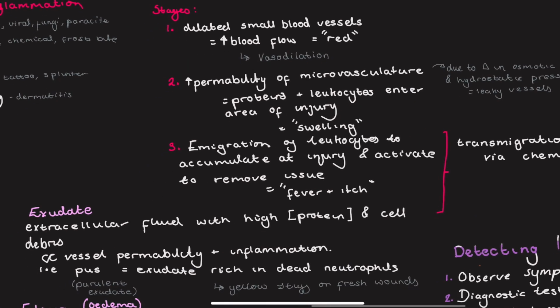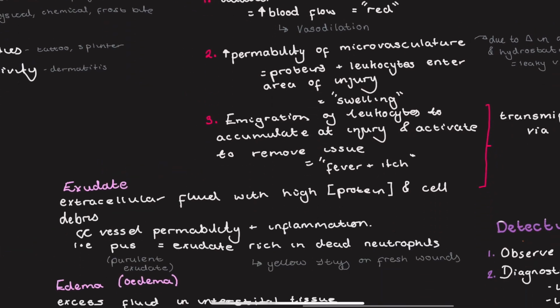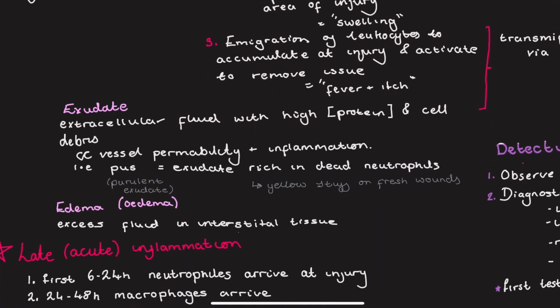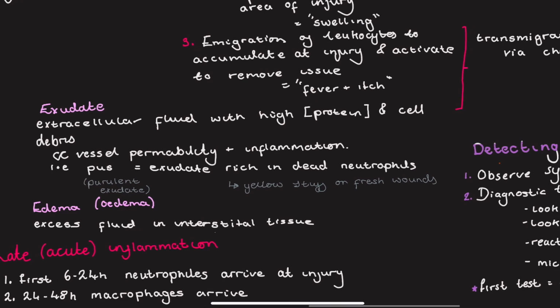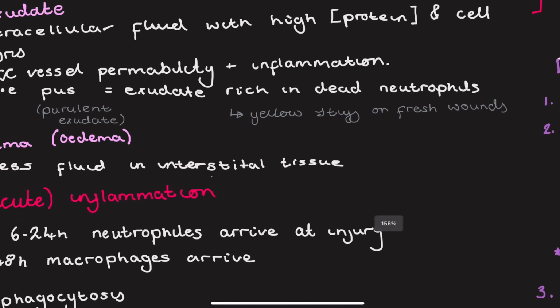So, as I said earlier about the increased permeability, you get numerous proteins, fluids, and immune cells leaving the blood vessels. So exudate is an extravascular fluid that has a high protein concentration. It contains things like cell debris, and its presence indicates vessel permeability and tissue inflammation due to the dead cells. Edema states an excess of fluid in interstitial tissue. So you can get the presence of pus, which is a form of exudate that's very rich in neutrophils. Sort of like the yellow stuff you see sitting on fresh wounds.